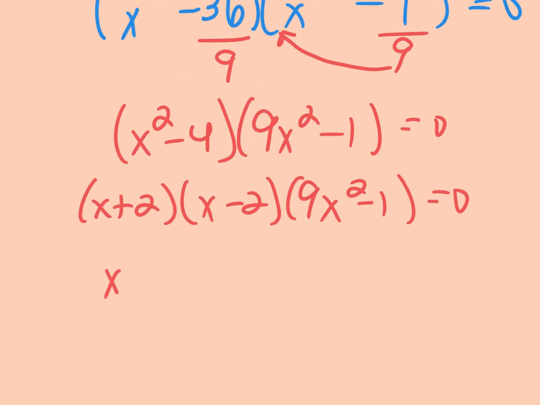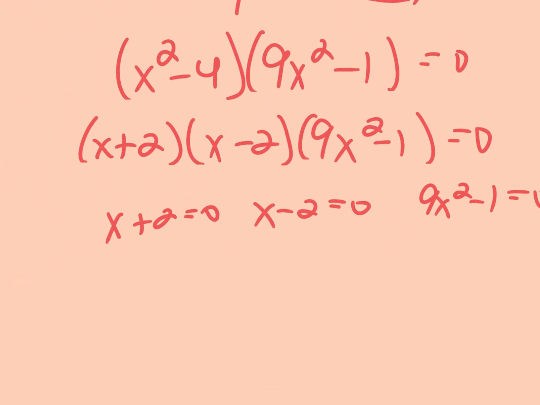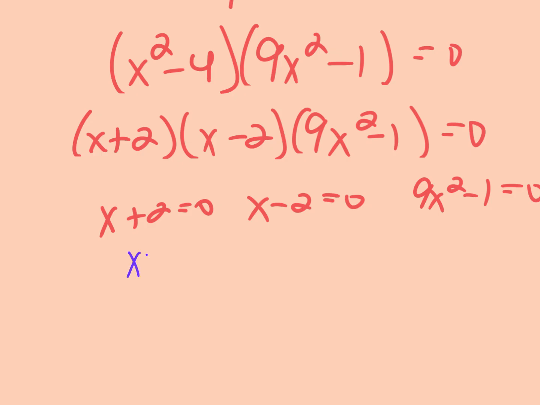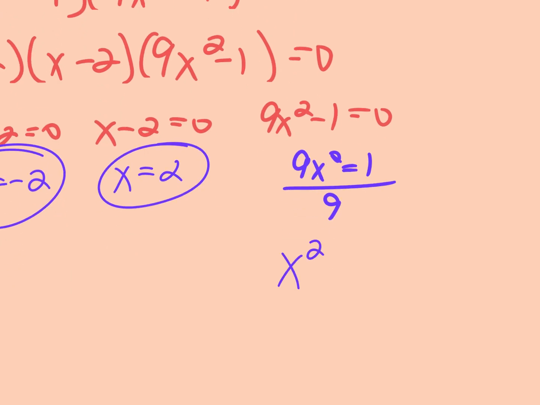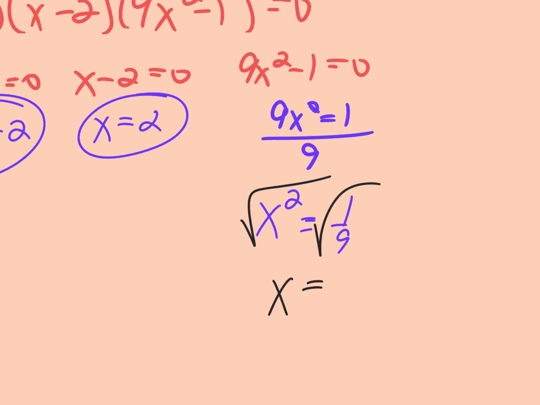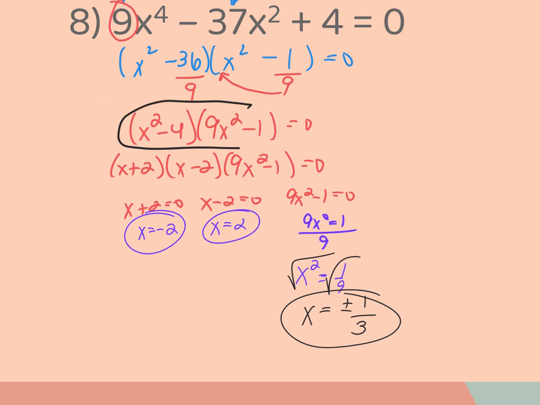So now we're going to set each piece equal to 0. So x plus 2 equals 0, x minus 2 equals 0, and 9x squared minus 1 equals 0. So here, guys, we have x equals -2. Here we have x equals +2. And here we're going to move the 1 over, so 9x squared equals 1. Divide both sides by 9. You have x squared equals 1/9. So now we take the square root, and we get x equals plus or minus, the square root of 1 is 1, square root of 9 is 3. So here are our 4 answers. You guys could have solved it from right here and gotten the same thing, but we have to remember our plus and minus since we're going to take the square root.